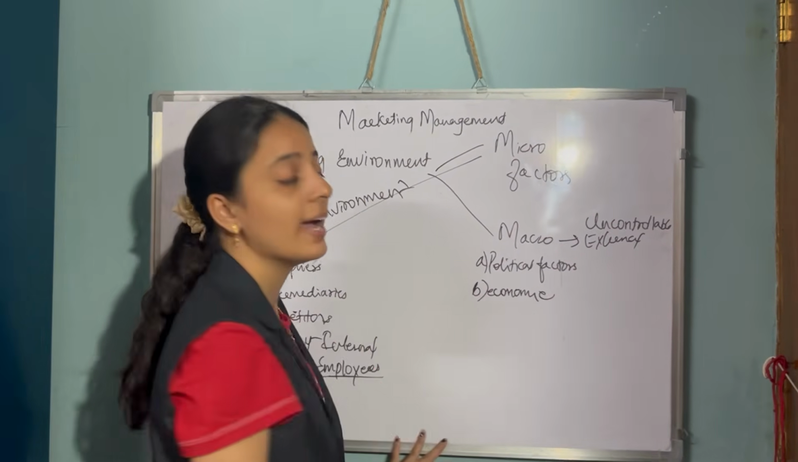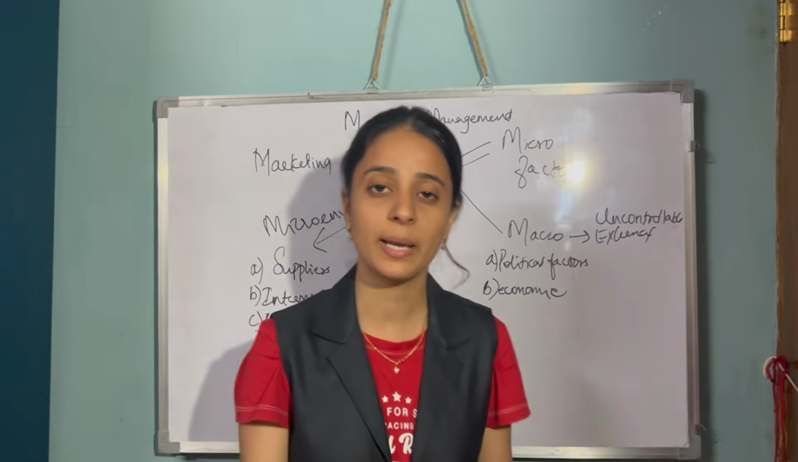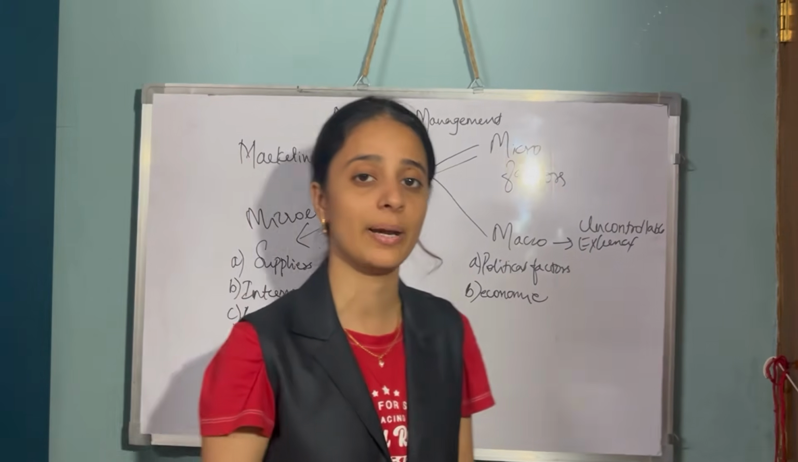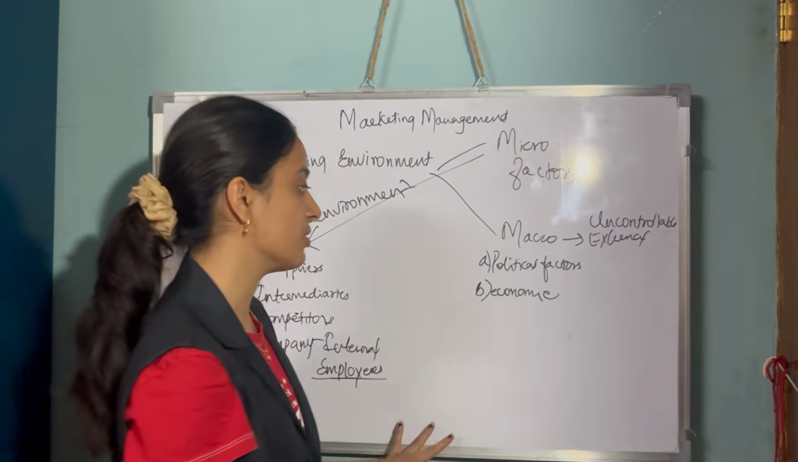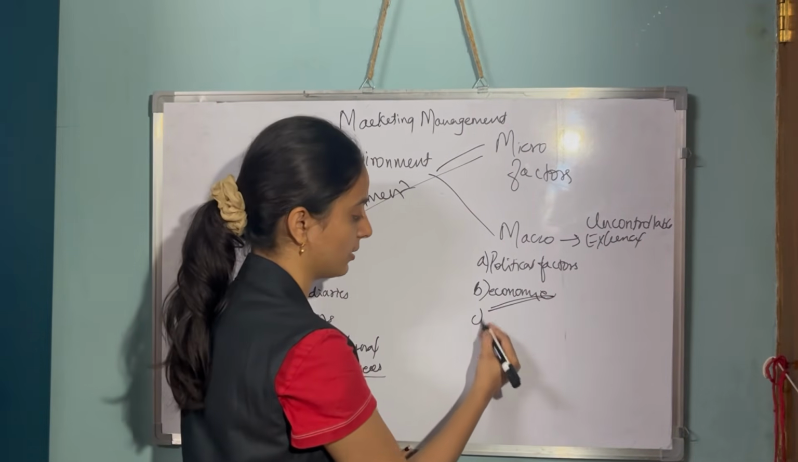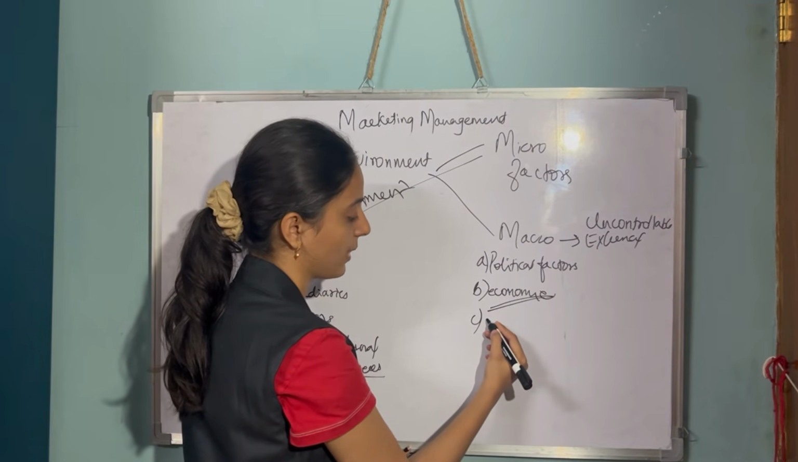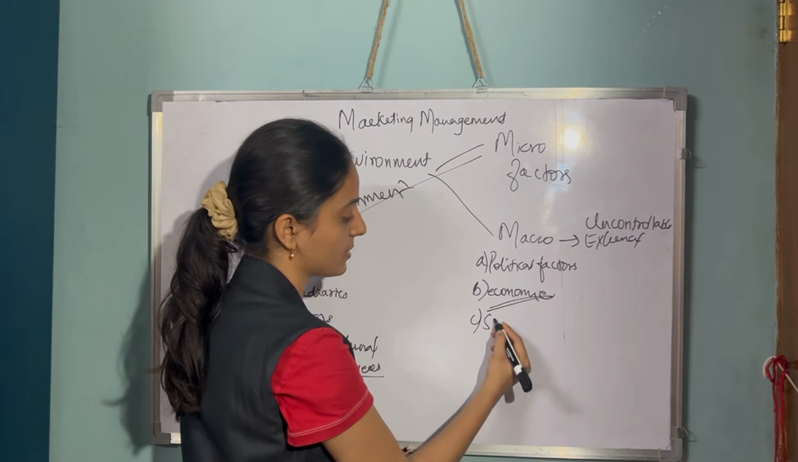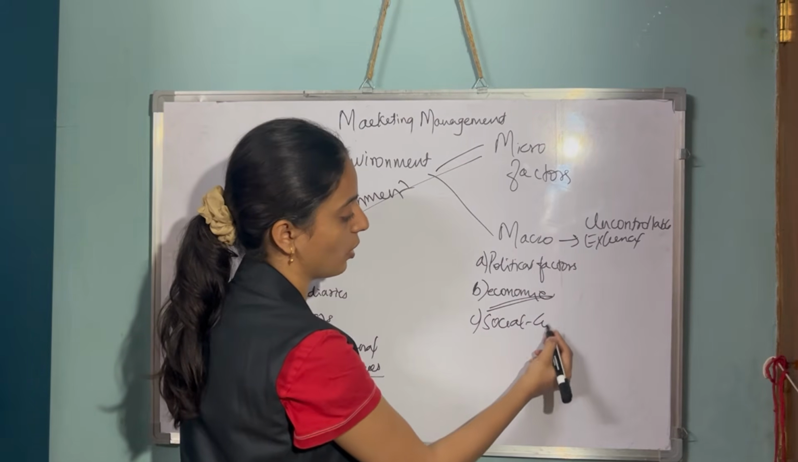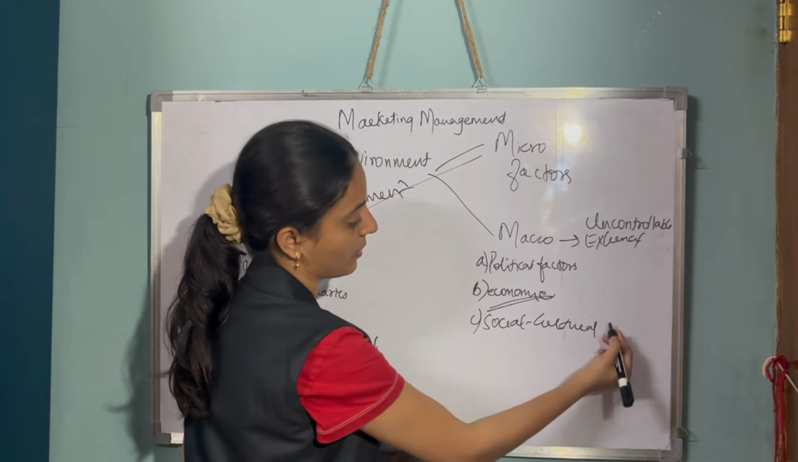Next is economic factors. Inflation, recession, unemployment, national income, per capita income. All these factors come under economic. Next is social or cultural factors.